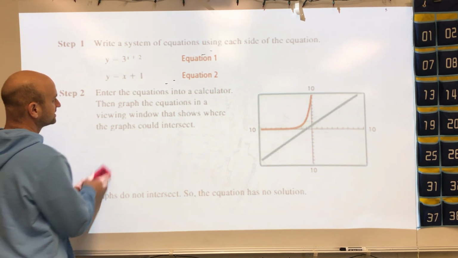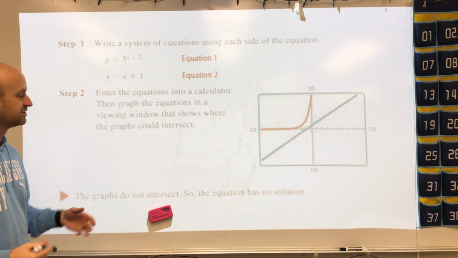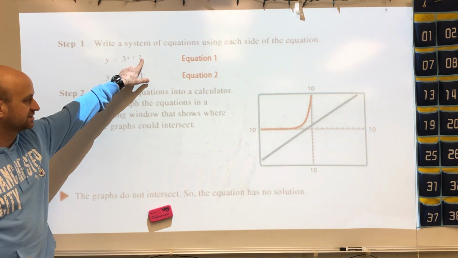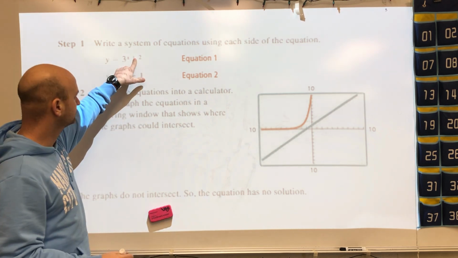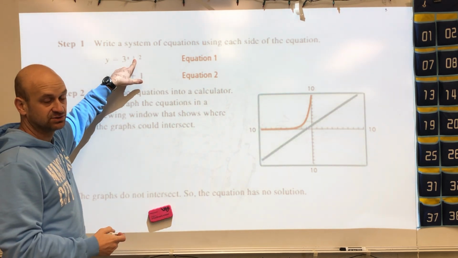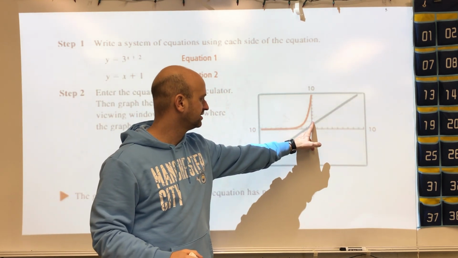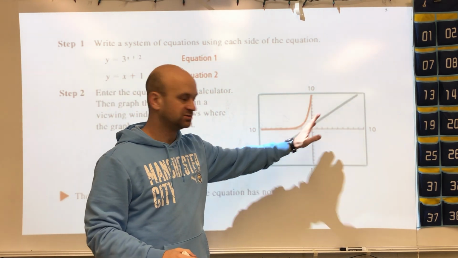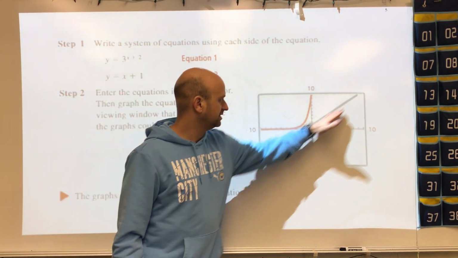Again, what do we do in these steps? We're going to graph these 2 equations on the graphing calculator. So we take 3 to the x plus 2, and that's going to be the red exponent. And remember, that's a horizontal shift to the left 2 units. So it would be here, and then it would be 2 units over would be the horizontal shift to that graph. All right, x plus 1 is this one here.